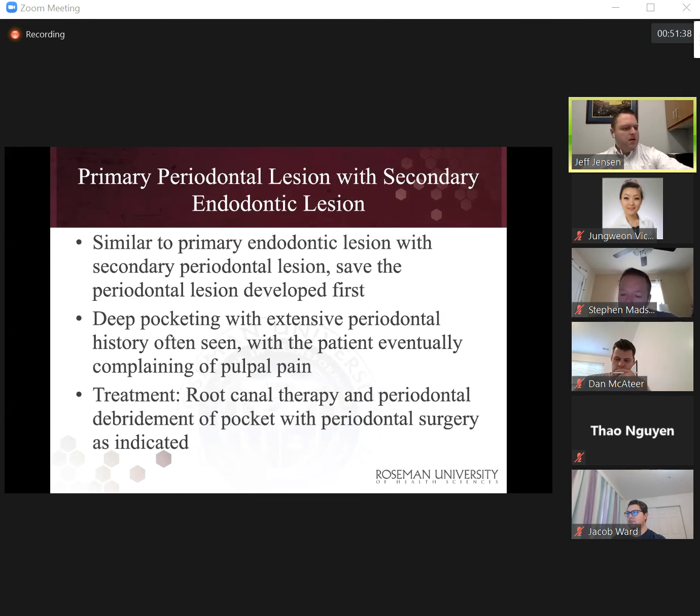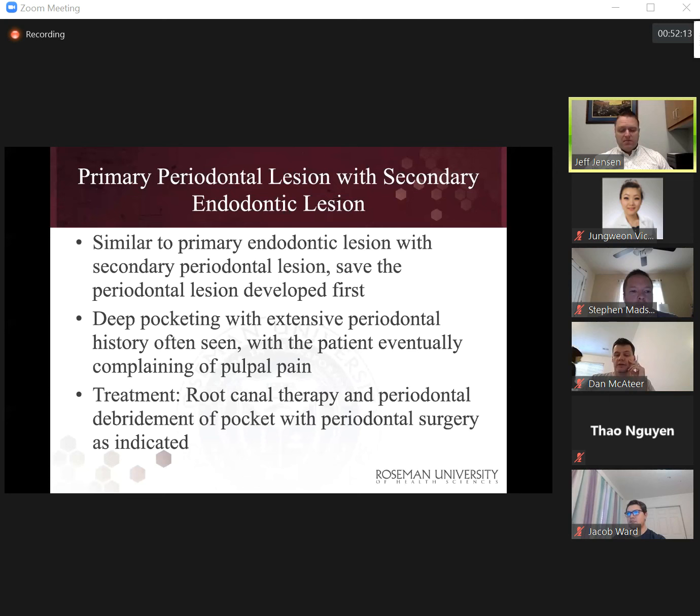Okay, so primary perio, secondary endo. This is similar to the primary endodontic lesion. However, in this case, the periodontal lesion develops first. So you have deep pocketing with extensive periodontal history. This patient has had perio. They've been in your office. You've seen them. You've treated them. They still have some deep pocketing that you're maintaining, but eventually the patient starts to complain of pulpal pain.